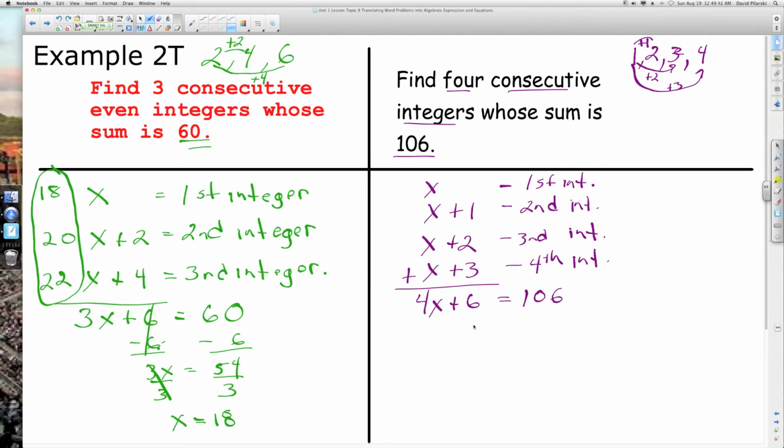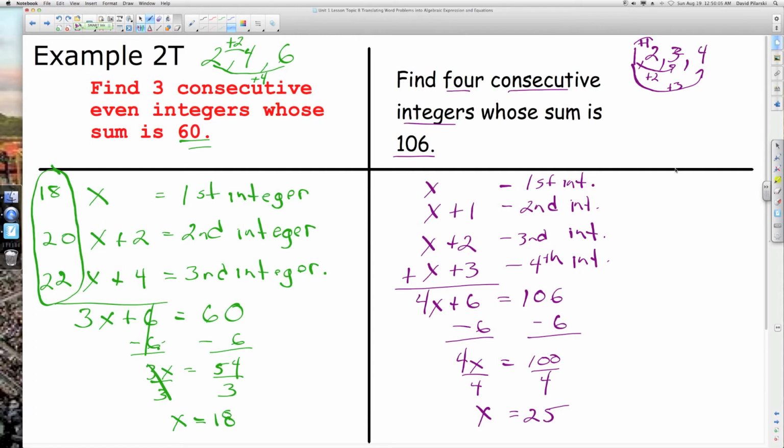Now we have to solve this simple two-step equation. Since we're multiplying by 4 and then adding 6, we then have to undo 6 by subtracting 6 from both sides using the subtraction property. That leaves us with 4x is equal to 100. And we divide each side by 4 and get x is equal to 25.